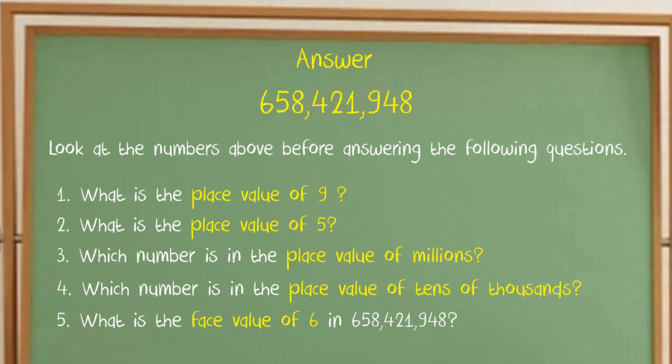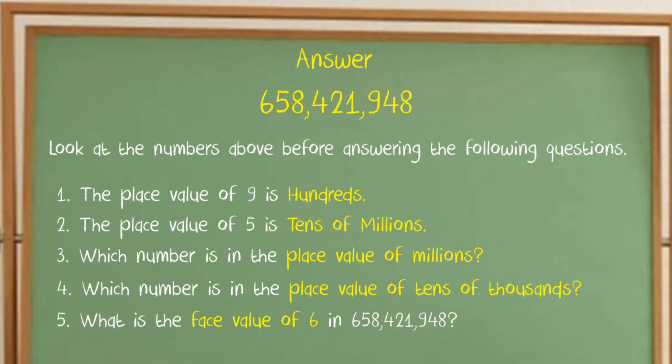Okay, boys and girls, were you able to get all correct? Let's examine it and see. For the first question, we were asked to calculate the place value of 9. The place value of 9, of course, is in the hundreds place value. For number 2, we were asked to calculate the place value for 5. Of course, the place value for 5 is tens of millions. That's right, tens of millions.